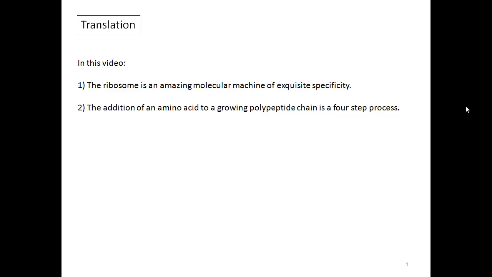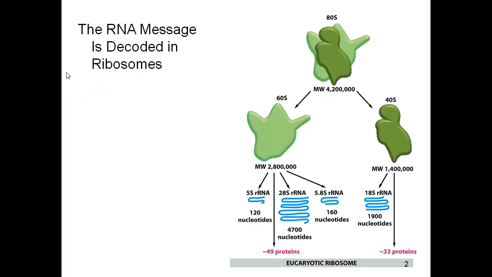Hi, we continue our discussion of protein translation, and we will look at the ribosome in detail. So the ribosome, the complete one here, is a very large protein complex, 4.2 megadaltons in size. It has two major subunits, the large subunit and small subunit.